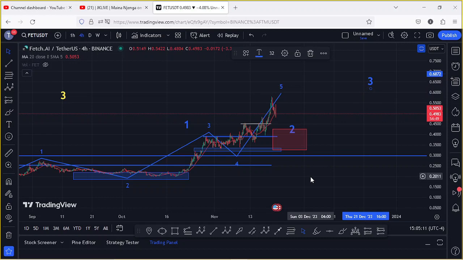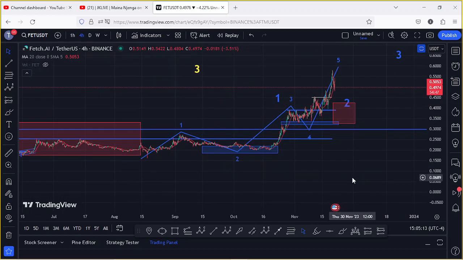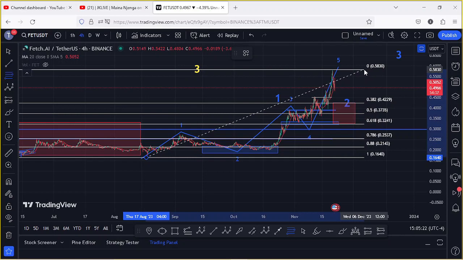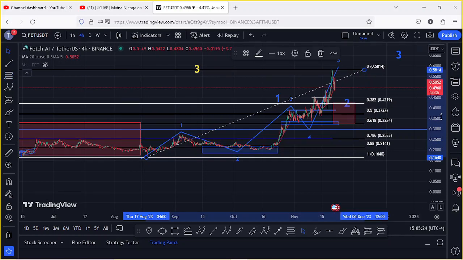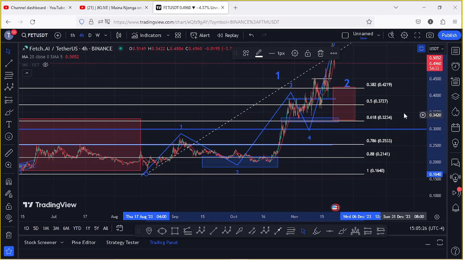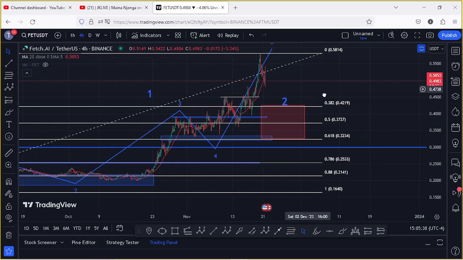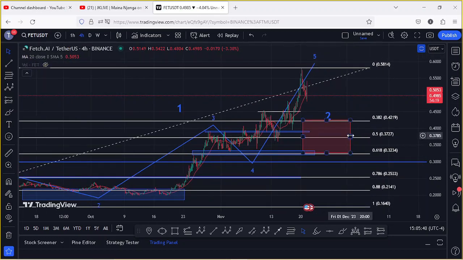then we can expect another massive bounce back to the upper side in the formation of this wave 3. The minimum target areas for the second wave can be given by connecting the Fibonacci from the low of the first wave to the high of that wave 1, giving me a minimum pullback target area between the Fib level 0.382 and the Fib level 0.618, and that is between the $0.4219 mark and the $0.3234 mark, which is the area that I have highlighted on the charts using this red target area.